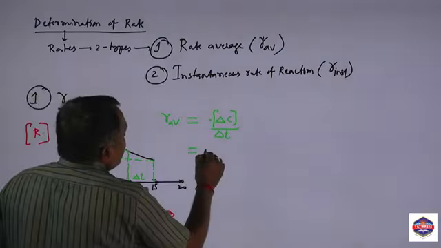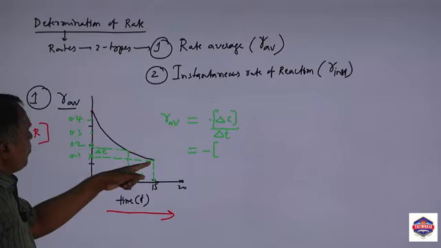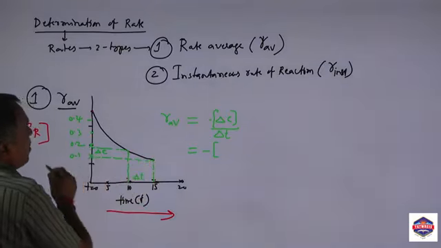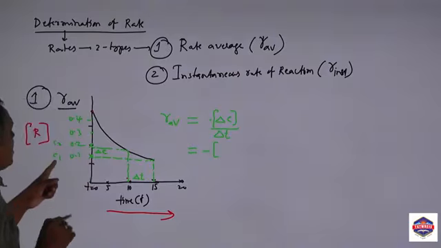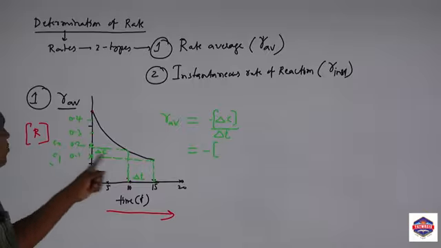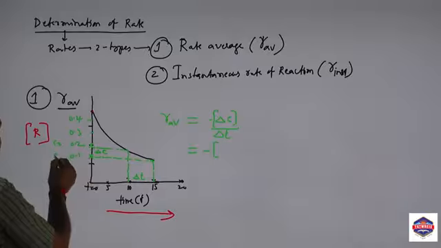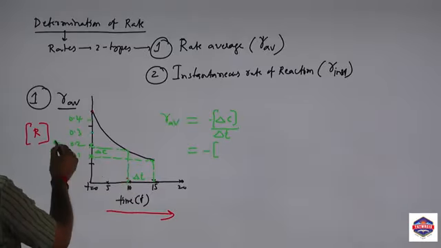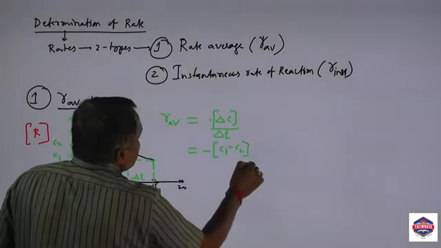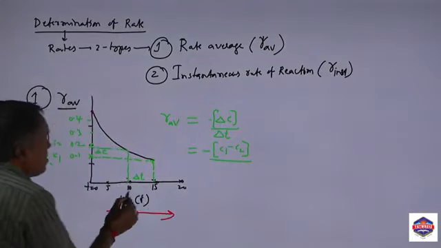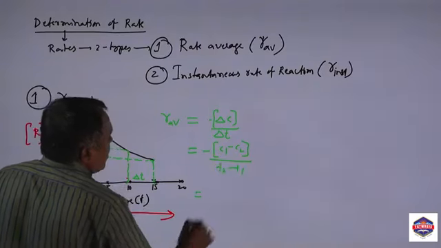What is delta C? At 15 minutes we have 0.1. Suppose this is C1 and this is C2. C1 is the concentration of reactant at 15 minutes. C2 is the concentration of reactant at 10 minutes. Therefore, delta C means C1 minus C2, divided by delta t, which means 15 minus 10, that is T2 minus T1. So now we can write it.